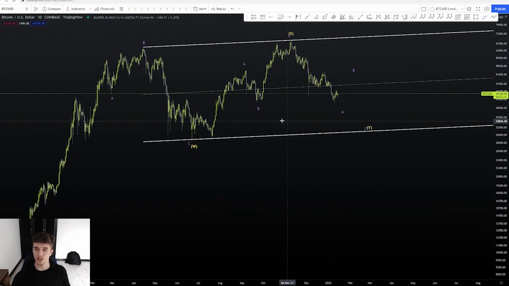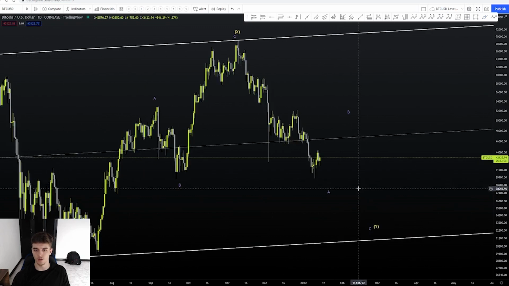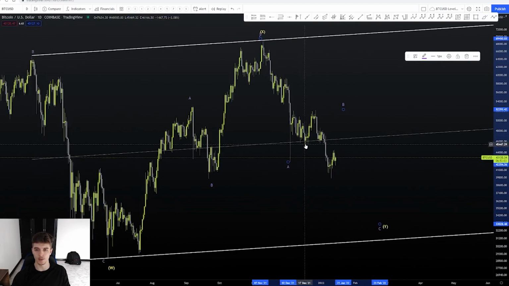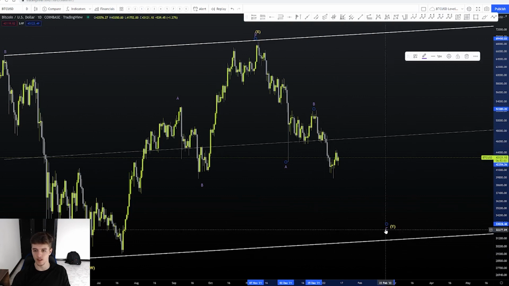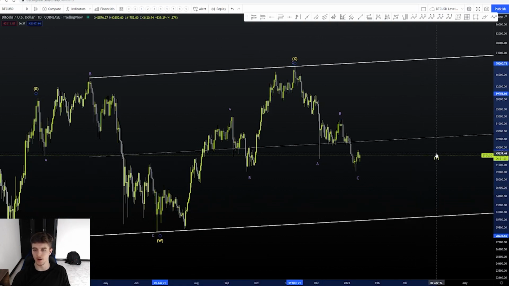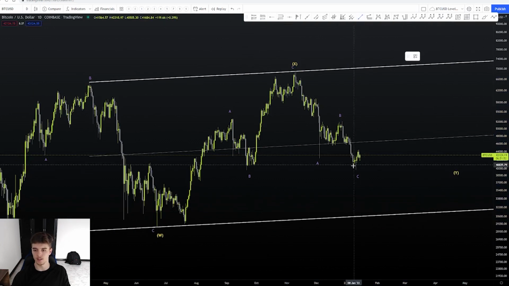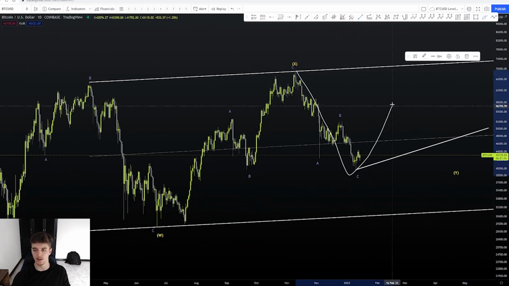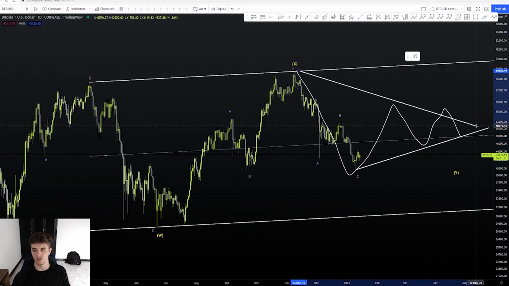But another count that we could be looking at with the same WXY in mind is that instead of getting a zigzag here, we could have already gotten a zigzag right here, where this would be all an A wave, this would be a B wave, and then this would all be a C wave. With this presumption in mind, we could also make a triangle out of this if we end up coming down for something like this: A, B, C, D, E. So that would look something like this.